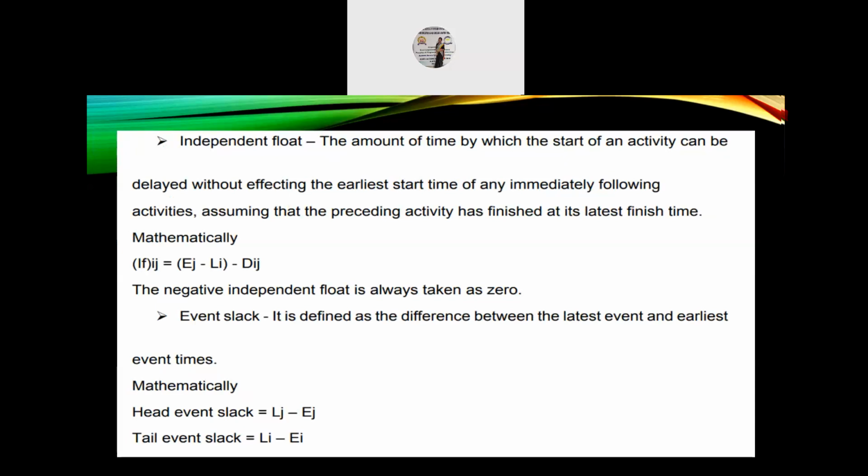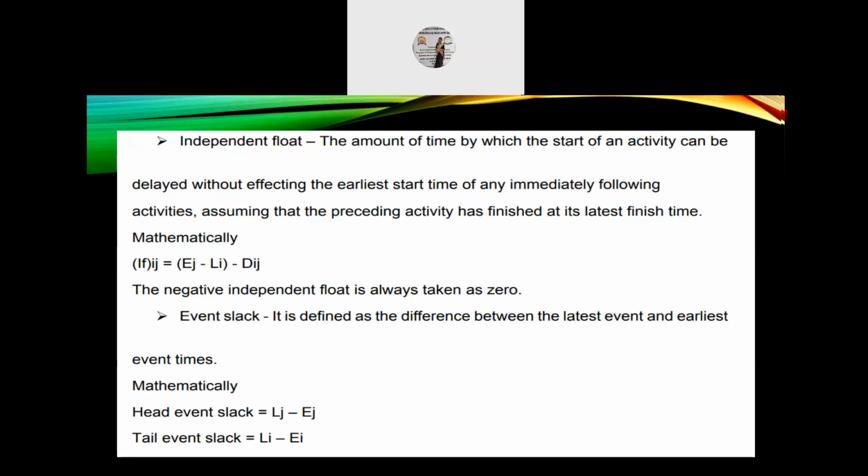Next, independent float: the amount of time by which the start of an activity can be delayed without affecting the earliest start time of the immediately following activities, assuming that the preceding activity has finished at its latest finish time. Mathematically, independent float IF is equal to Ej minus Li minus Dij. A negative independent float is always taken as 0.